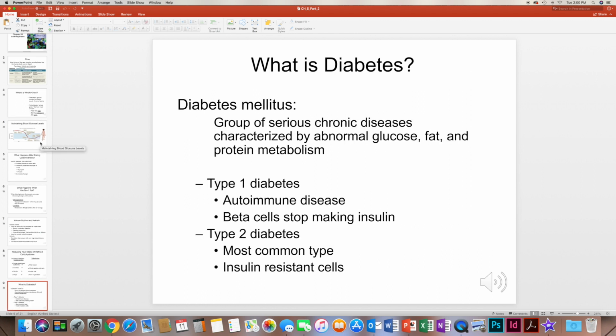So that brings us to diabetes, which is a chronic disease that is really because of abnormal glucose, fat, and protein metabolism. Type 1 diabetes is an autoimmune disease, and the beta cells in the pancreas just stop making insulin. That's usually something that develops earlier in life. Type 2 diabetes is the most common type and usually develops later in life, although now we're seeing it in children as well because of poor diets and obesity.